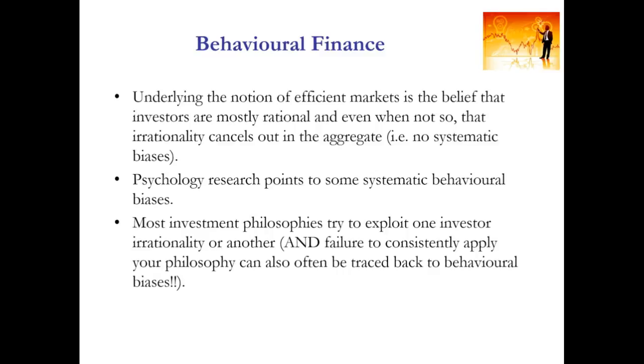So, given this argument of market efficiency, given different perceptions around market efficiency, and as I've said earlier, investors need to frame their own views on how efficient they think markets are, one of the key arguments as to why markets might be less than perfectly efficient is behavioural finance. A key notion underlying the efficient market hypothesis is the view that investors are mostly rational, and even when they're not totally rational, that the irrationality we see cancels out in aggregate such that there are no systematic biases. So the market as a whole, on average, does not systematically act in some biased mechanism.